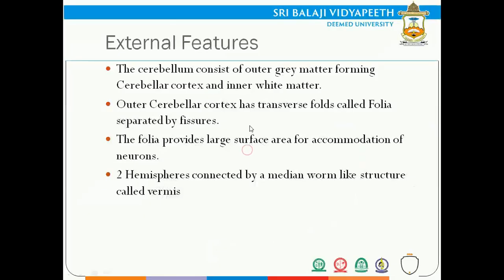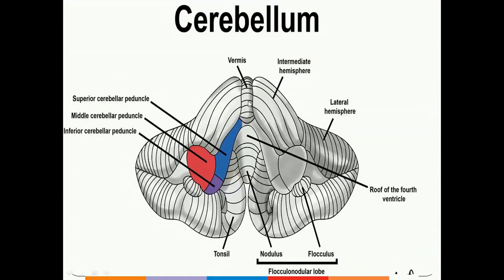Now this vermis can be divided into a superior half and an inferior half. The superior half usually confines itself to the superior border of the cerebellum, while the inferior half is well defined and we call it the nodulus. Now this area of the nodulus will form the roof of the fourth ventricle.